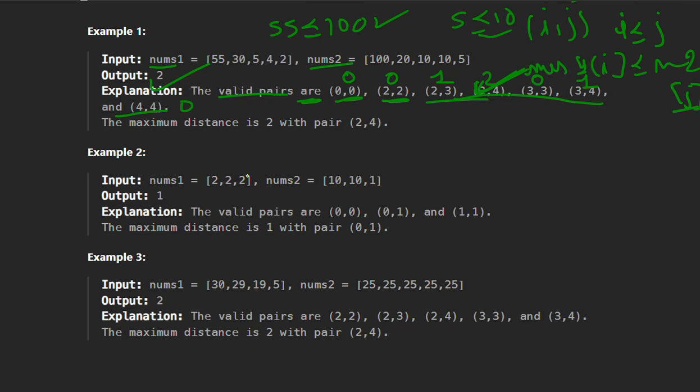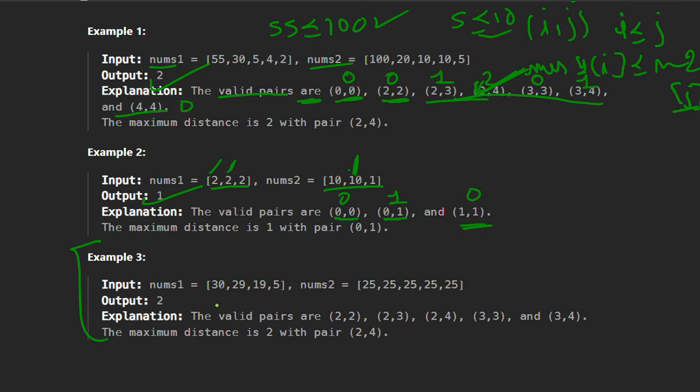In the next example, the nums1 array is 2, 2, 2 and the nums2 array is 10, 10, 1. If we see the valid pairs, 0, 0 is a valid pair, as 2 is less than 10, yes. Then 0, 1, again 2 is less than 10, so 0, 1. Then 1, 1, yes, 2 is less than 10, so 1, 1. So these are the three valid pairs. This gives a distance of 0, this gives a distance of 1, and this gives a distance of 0. So the maximum is the distance 1.